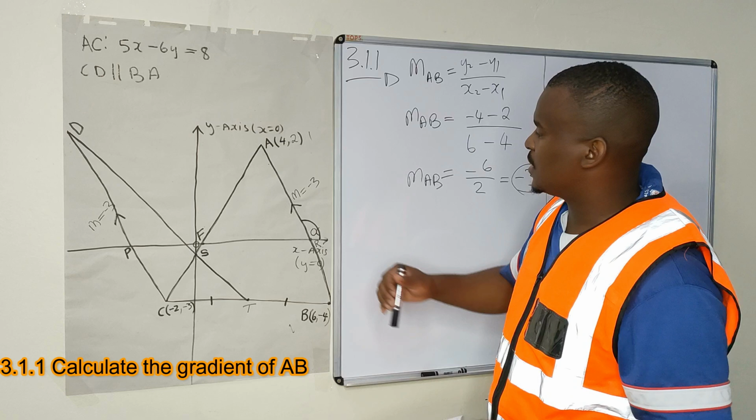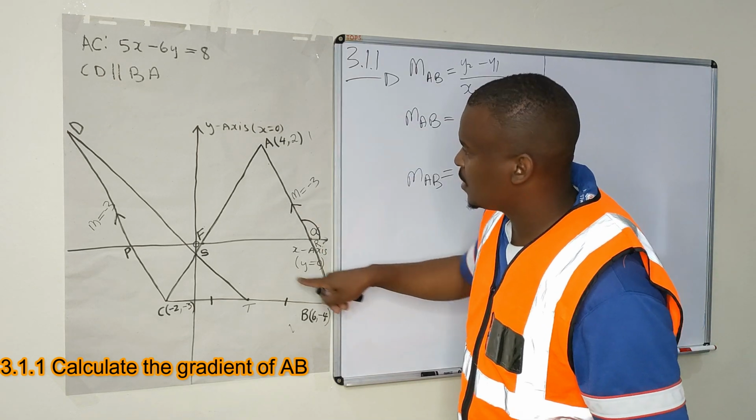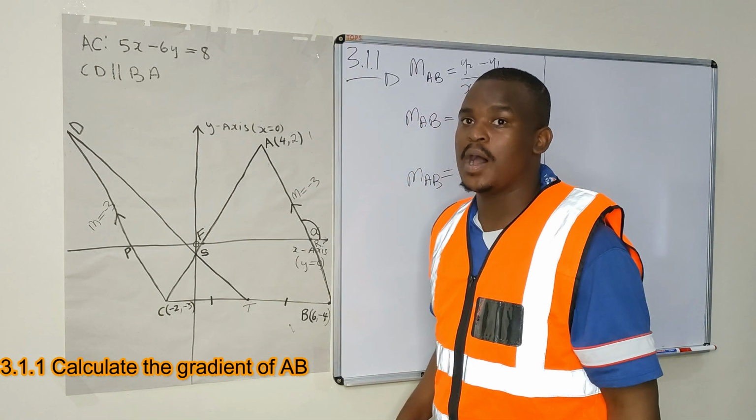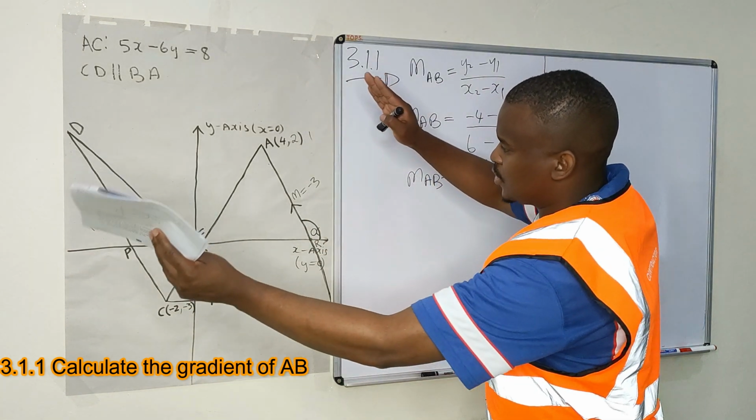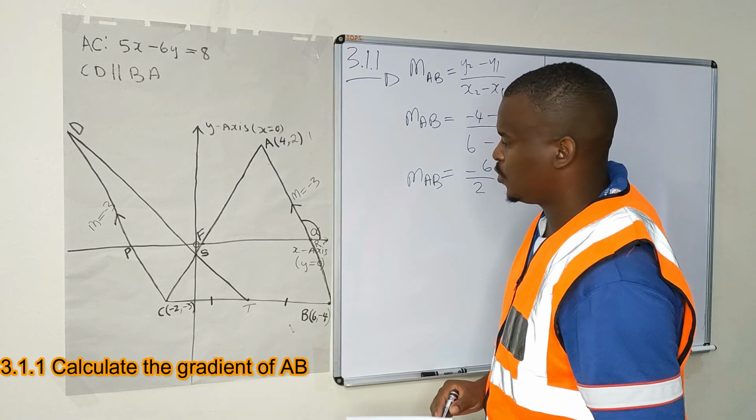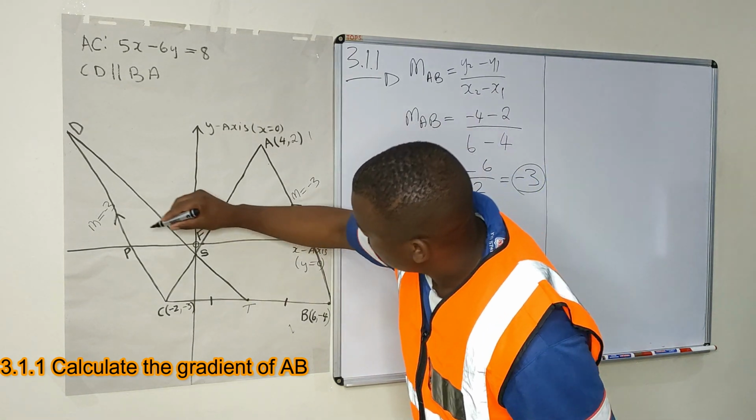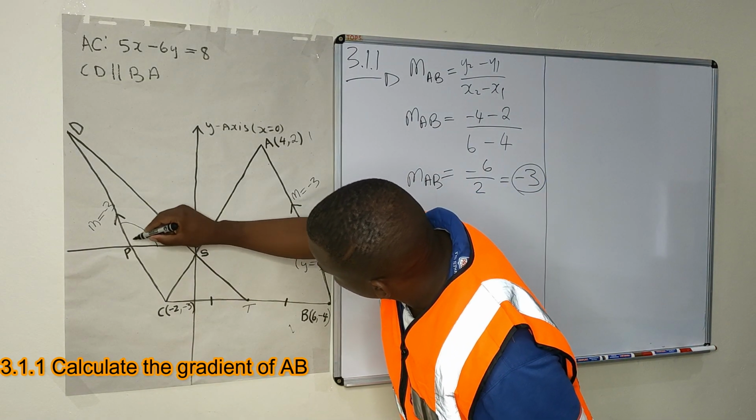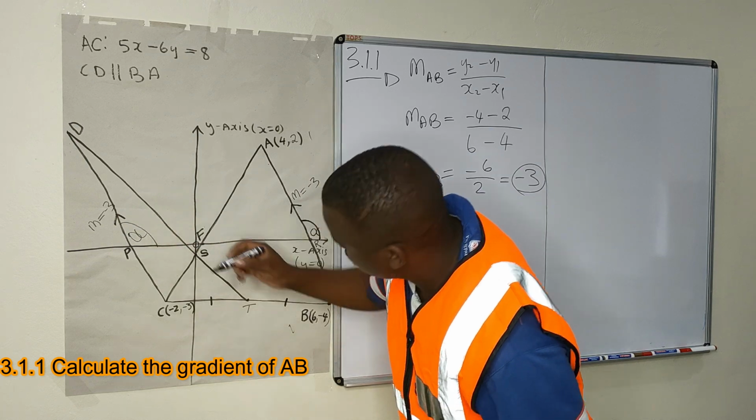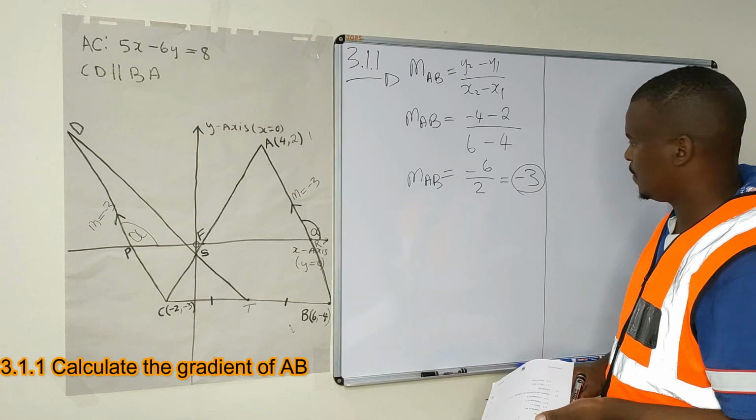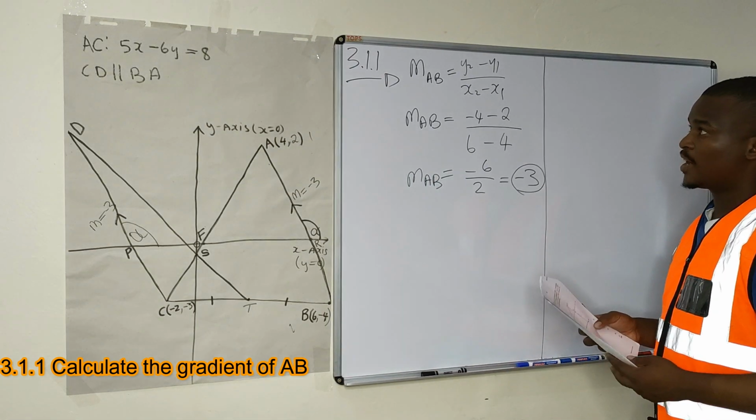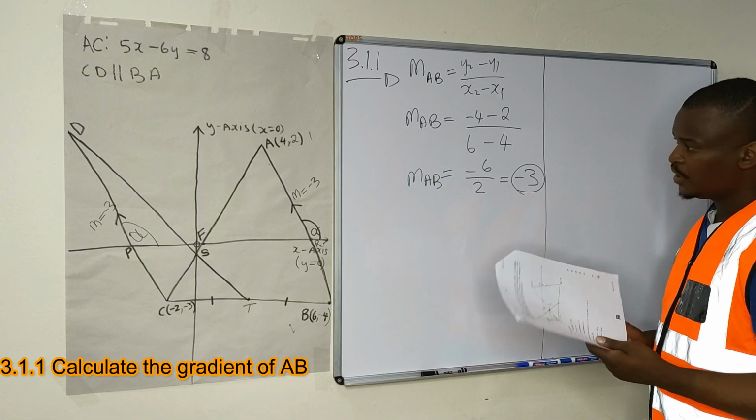Because you are told that AB and CD are parallel, which means they have the same gradient. The slope is the same, which means even this angle of inclination here should be equal. So you have your gradient, 3.1.1.